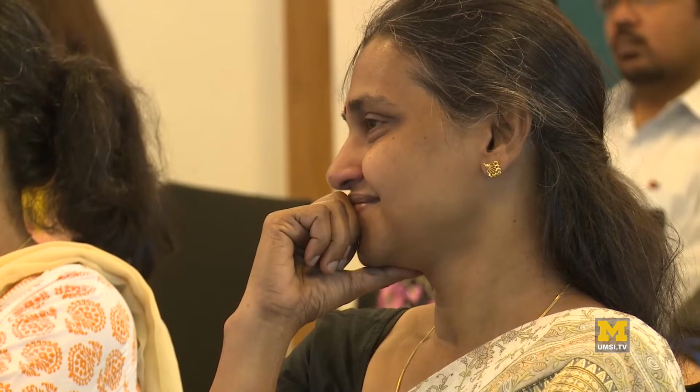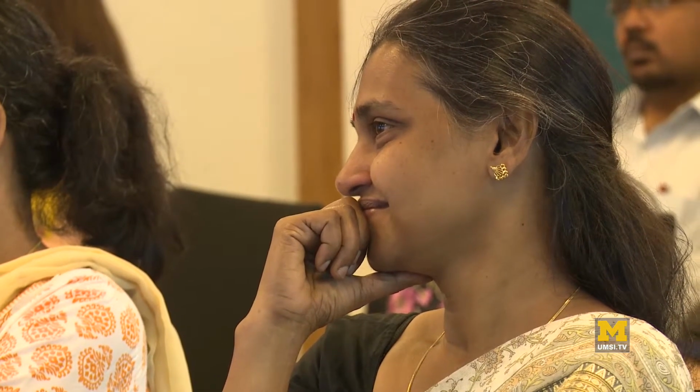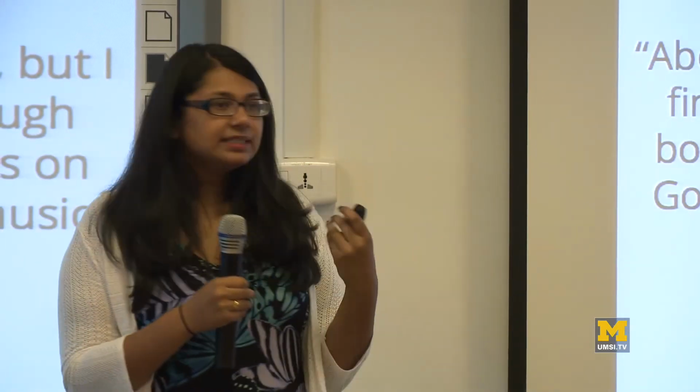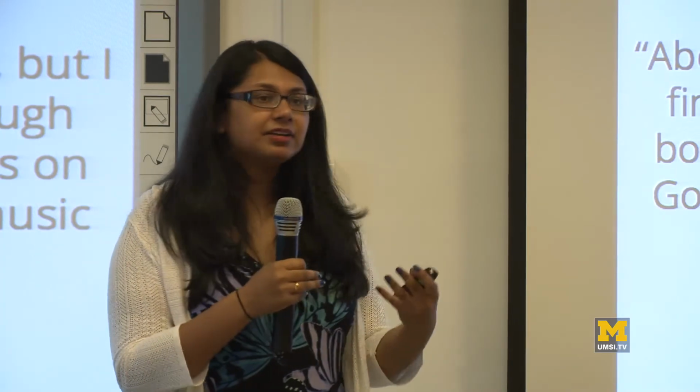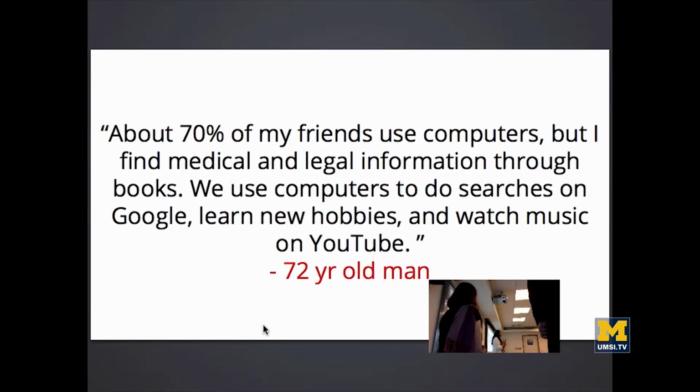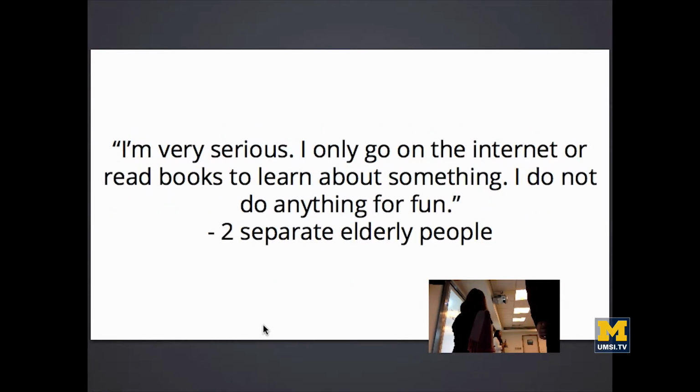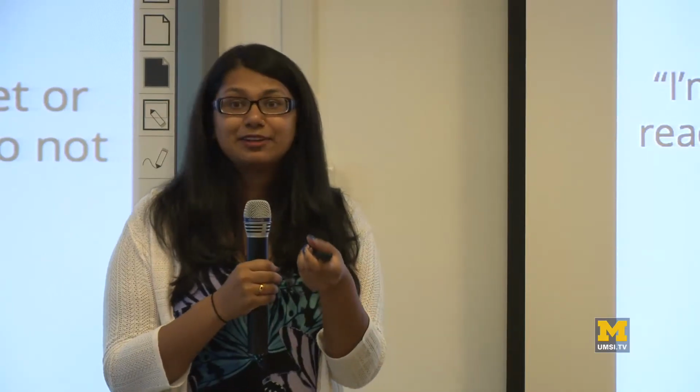The next question was really, why do you use the internet? What do you use it for? There were two groups of elders, two groups of thought, really. One group said the people who use the internet, they really use it for fun. They use it for YouTube, learning leisurely hobbies, etc. But they refer to books for medical and legal information, and that's what they find trustworthy. The second group of elders were very serious. They only went to the internet to get information, and did not spend time on social media because they thought they were wasting their life.